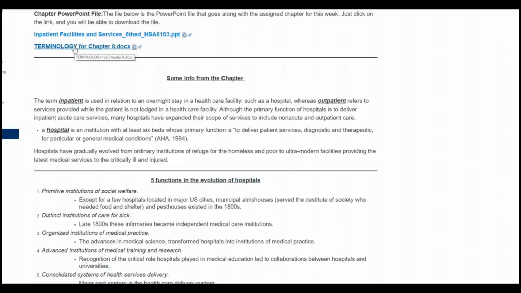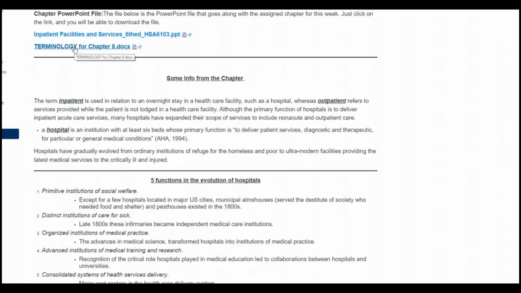Now, the term inpatient is used in relation to an overnight stay in a healthcare facility, such as a hospital, whereas outpatient refers to services provided while the patient is not lodged in a healthcare facility. Although the primary function of hospitals is to deliver inpatient acute care services, many hospitals have expanded their scope of services to include non-acute and outpatient care.